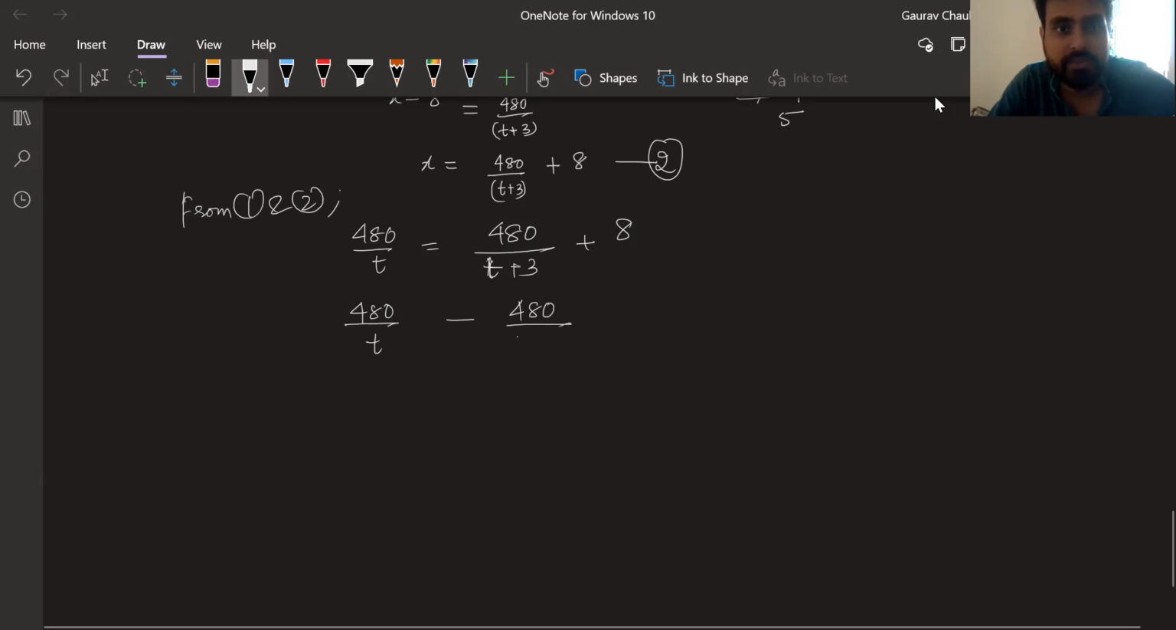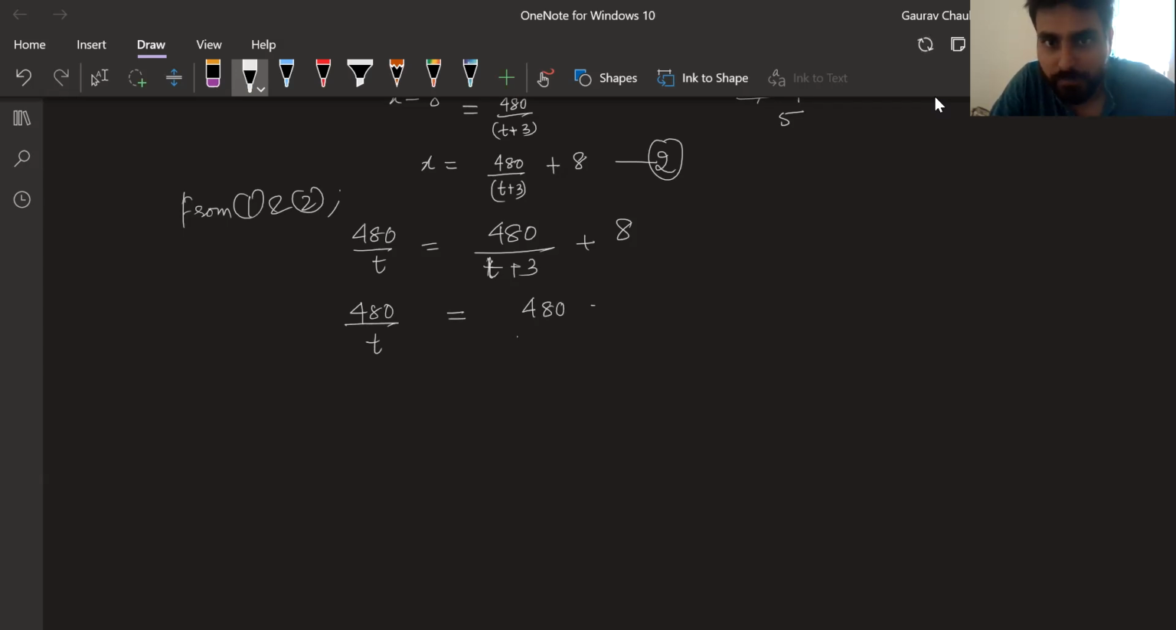Actually, let's wait. Let's do it this way. Not take everything to the left hand side first. Let's make the right hand side a single term. Then we'll cross multiply. So you have 480 plus 8 into t plus 3 by t plus 3.